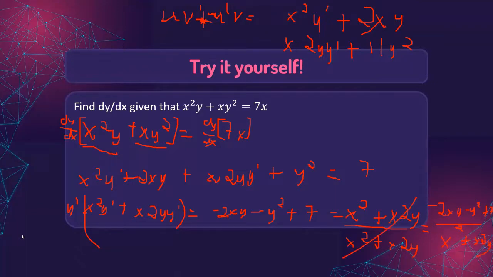Then we will cancel this part. So our final answer would be y prime = (-2xy - y squared + 7) all over (x squared + 2xy). In this example, we just rearranged x2y to 2xy.